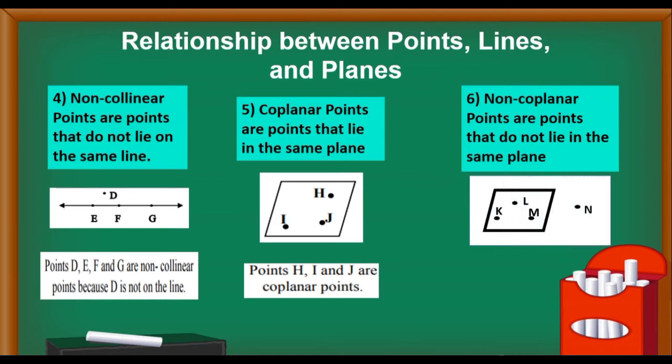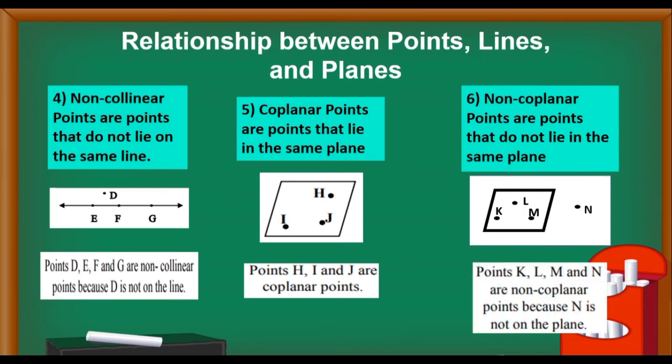So, anong example niyan? Ayan. Si point K, point L, at point M ay nasa loob ng plane. Pero, si point N ay wala. So, we can say that points K, L, M, and N are non-coplanar points because N is not on the plane. So, since lumabas si N, hindi na po tayo coplanar. Non-coplanar points na po yan. Yan po ang relationship between the points, lines, and planes.